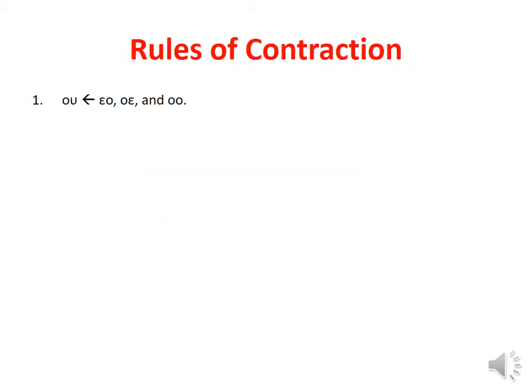So here are the rules of contraction. Any of these three combinations, epsilon omicron, omicron epsilon, and omicron omicron, will yield the diphthong omicron upsilon. That is, they will contract to omicron upsilon. The combination epsilon epsilon will contract to epsilon iota.